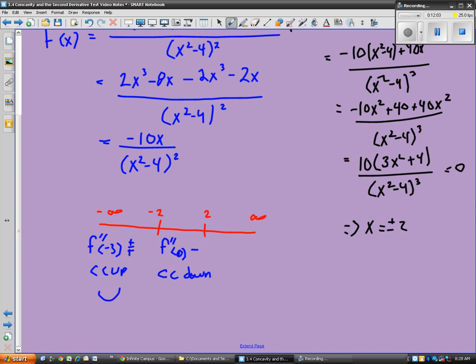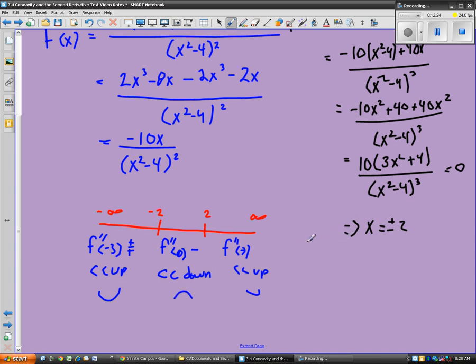And then if I put in something like f double prime of 3, plugging in 3 into this, positive on top, positive on the bottom, so we are concave up. And that's really all we're trying to do, is figure out what's going on. Even though this graph has some asymptotes, the concavity still matches that.